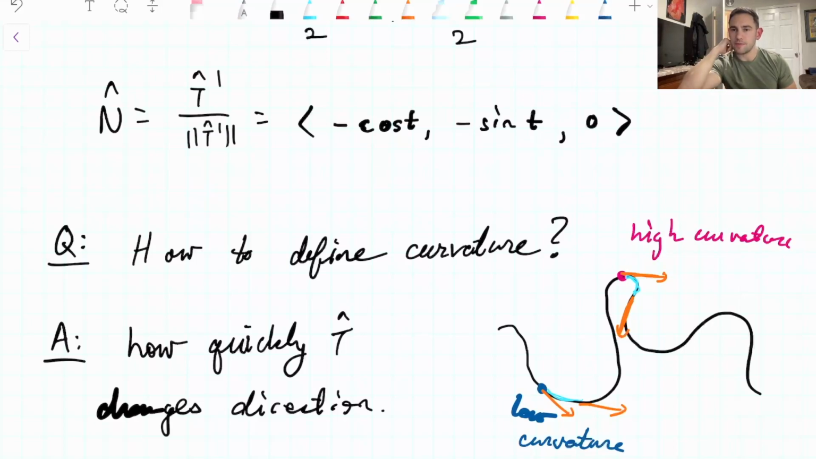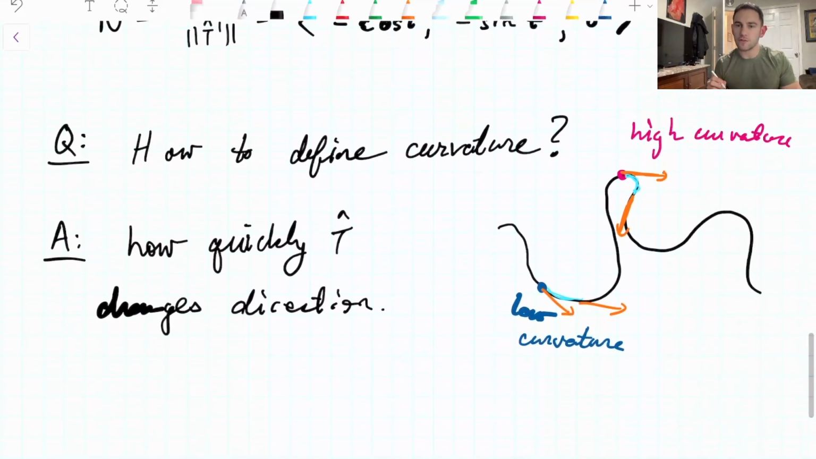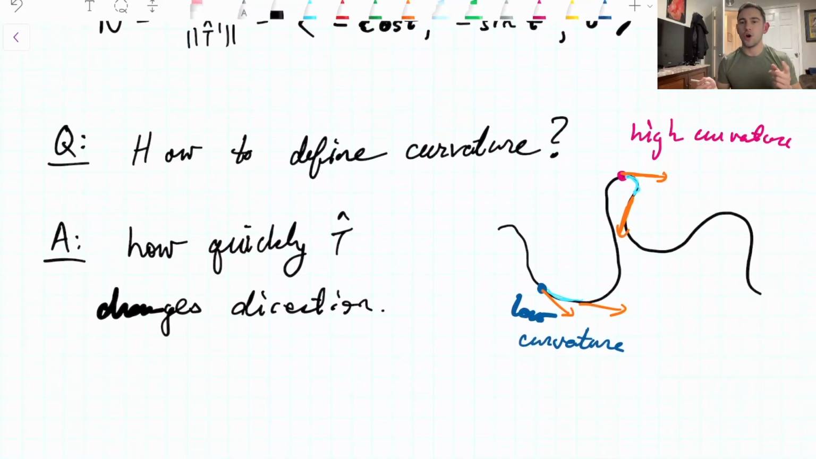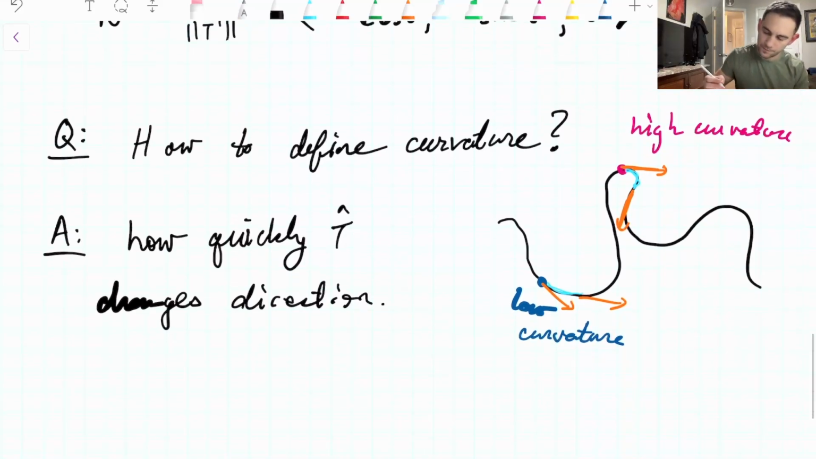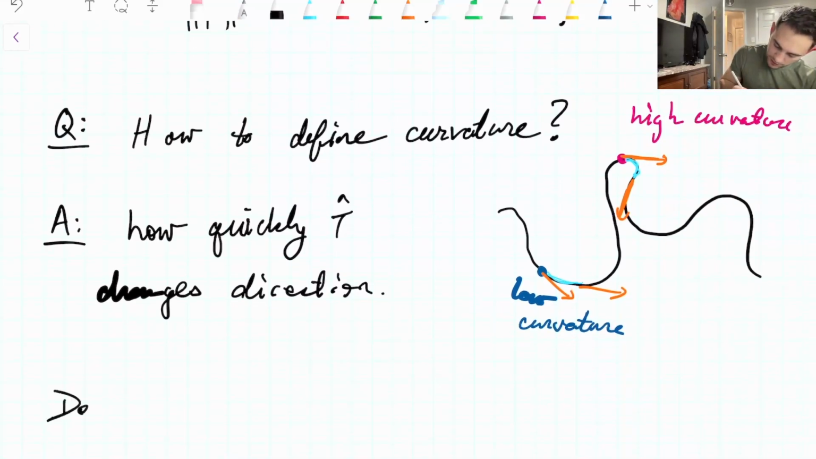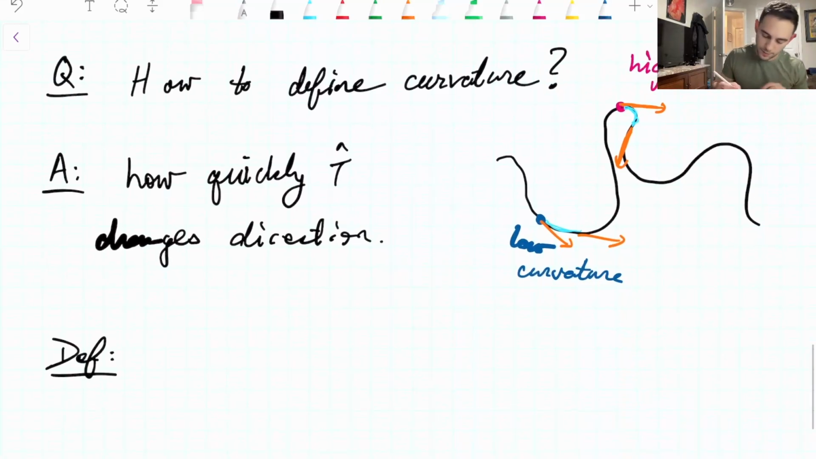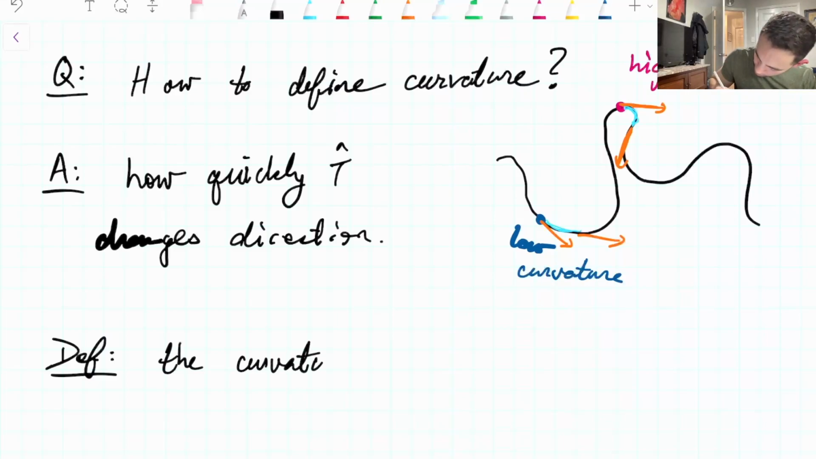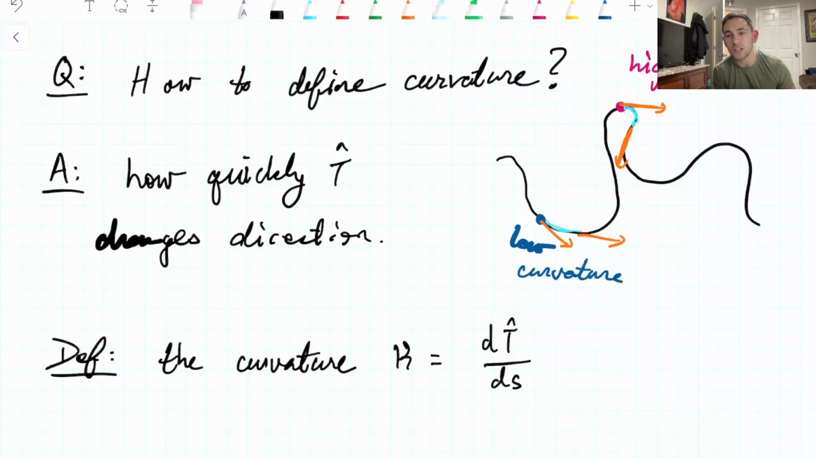So I want to take a derivative of T hat, but not with respect to time. The way I should define the curvature is how quickly T hat changes with respect to arc length. And that's exactly how we define it. So here's another definition. Again, big drum roll moment. I'm writing DEF, underline, colon. So it must be important. Definition, the curvature, which we give the symbol kappa, is defined to be the derivative of T hat with respect to arc length.